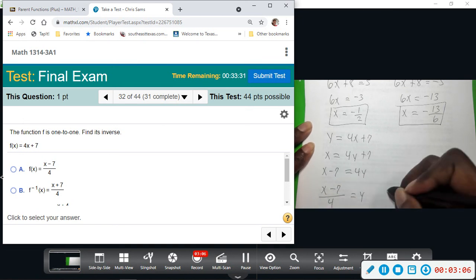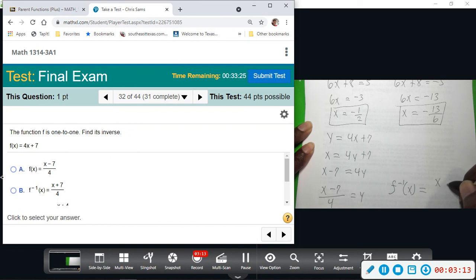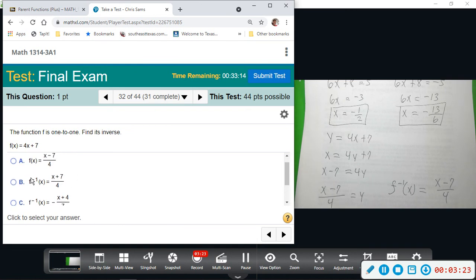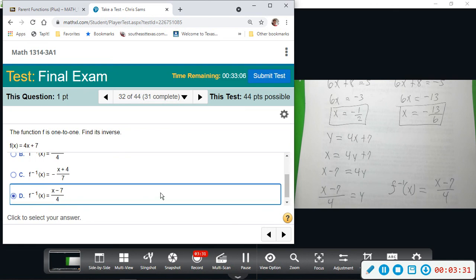And then we change that y to f inverse of x. So that's the inverse symbol. And that is x minus 7 over 4. So that would be our inverse: x minus 7 over 4. So this is the right thing, but it's not the right symbol. You gotta have that x minus 7 over 4. So D.